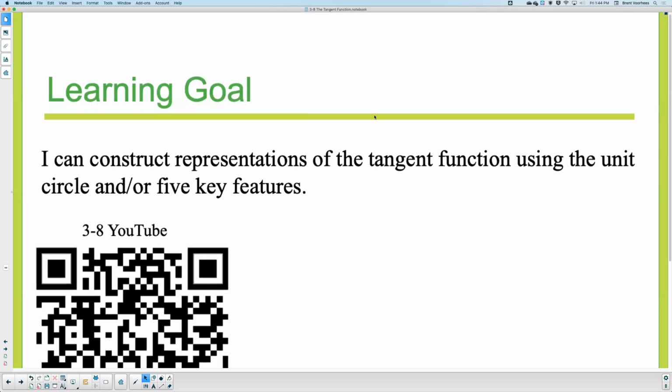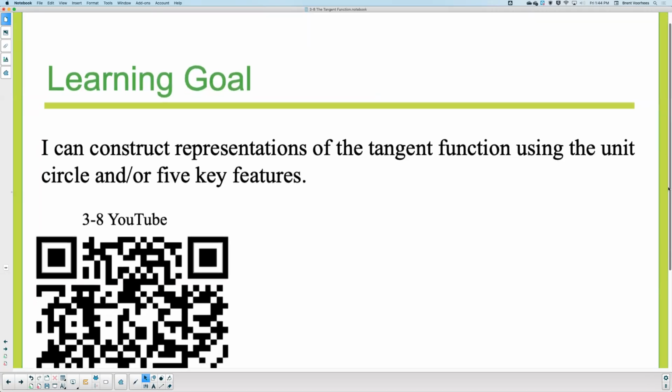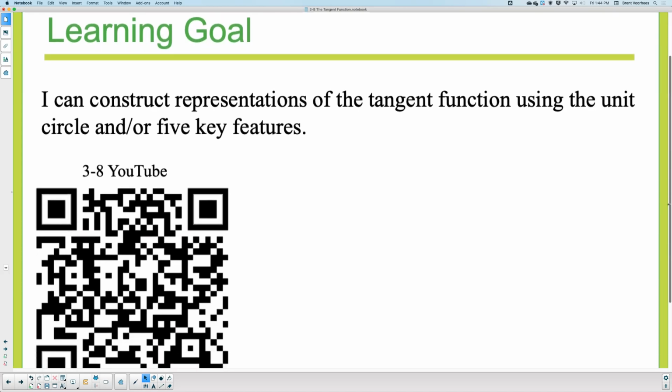All right, lesson 3.8. So we're looking at the tangent function today. Specifically, the things that we're going to go through today is graphing. But before we get there, I want you to remember this, that with trigonometry, this is lesson 3.2, I believe, that sine is equal to what ratio? Sine is y over r. What was cosine?